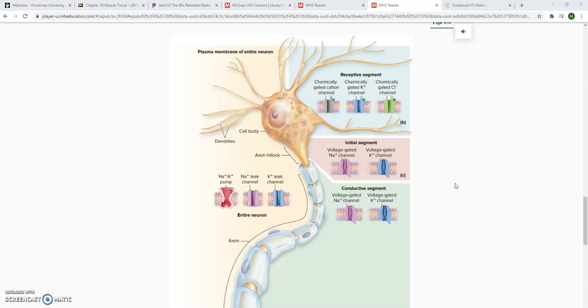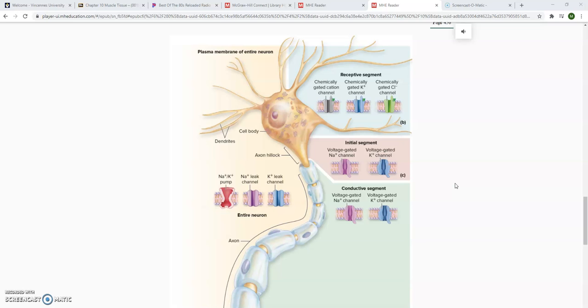Hi A&P1 students. In this video, we are going to start talking about some of the characteristics of the neurons. The reason that we want to include some information about the neurons in this skeletal muscle chapter is because it's the neurons that are going to stimulate the skeletal muscle cells or fibers to contract. So we need to understand a little bit of the anatomy of our neurons, and those are the nerve cells of our nervous system.